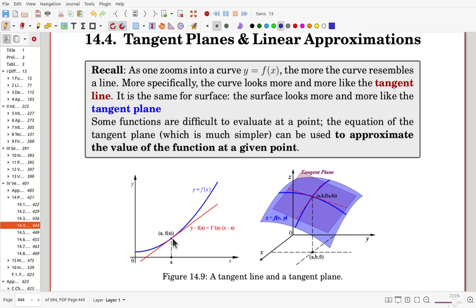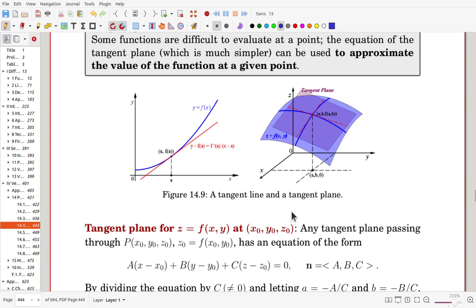We'll do the same for functions of two variables. z equals f of x, y will make a surface. Now, rather than a tangent line, we'll try to construct a tangent plane at a point and use it to approximate the function values. Okay, first we'll try to get the tangent plane for z equals f of x, y at a point.